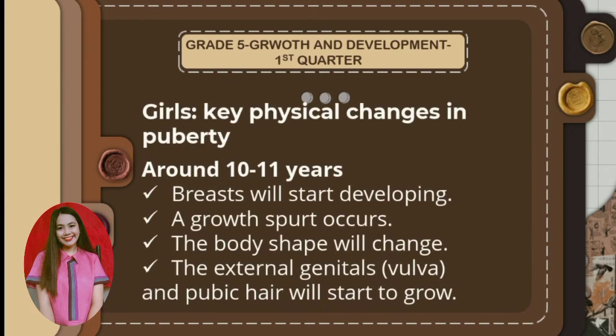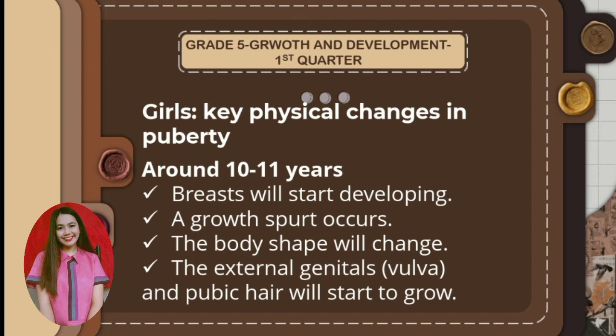For the girls, key physical changes in puberty. In girls, these are the main external physical changes in puberty that you can expect. Around 10 to 11 years, breasts will start developing. This is the first visible sign that puberty is starting. It's normal for the left and the right breast to grow at different speeds. It's also common for the breasts to be a bit tender as they develop. If a child wants a bra, a soft crop top or sports bra can be a good first choice.